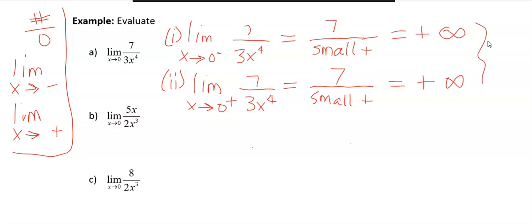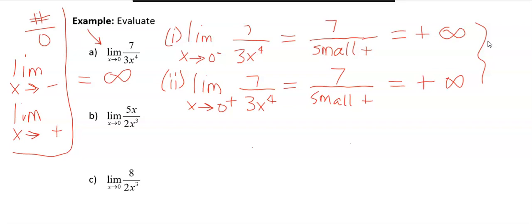So therefore, your conclusion would be that the answer to this question, what is the limit as x approaches 0 of 7 over 3x to the power of 4, is positive infinity. The limit does exist. It really does. That doesn't always happen, but in this case it did.